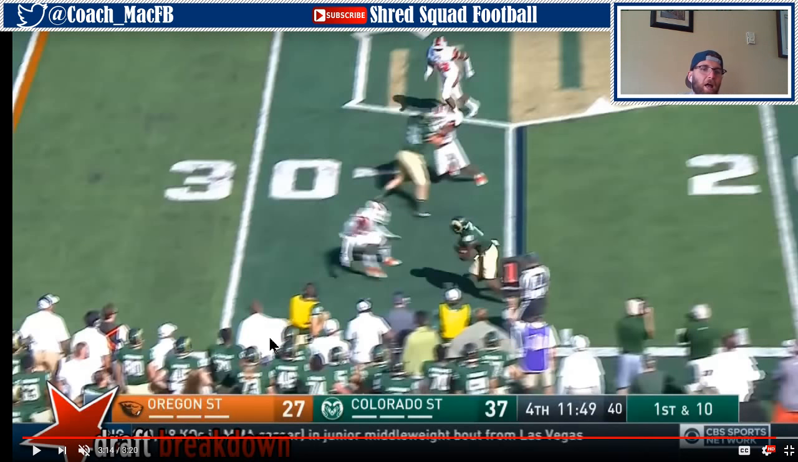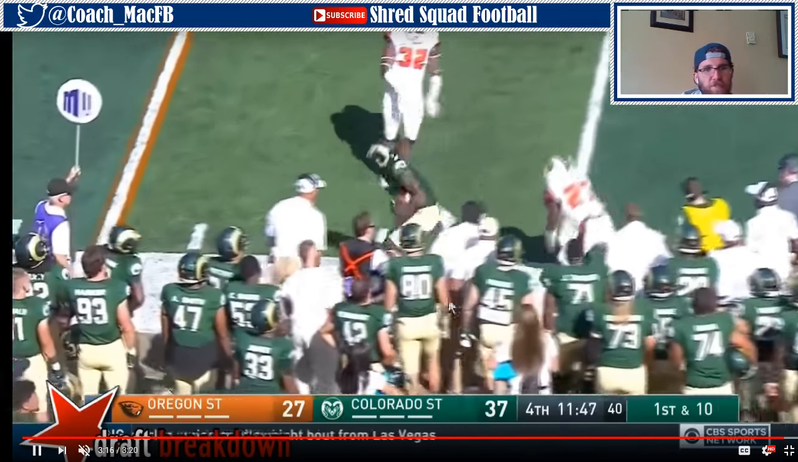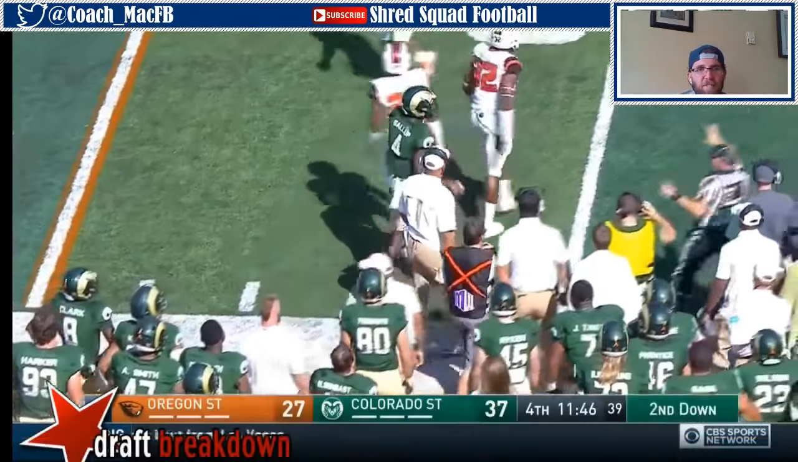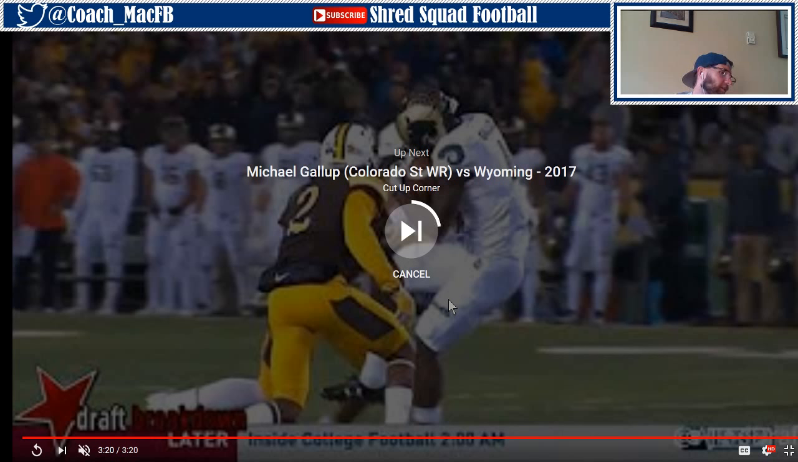Because Gallup knows how to attack the shoulders instead of just trying to run through them or run around him, he attacks the... Yeah, look. So he went from being where this yellow guy is right here to attacking the shoulders, and he got, oh geez, 7 yards out of that when he was supposed to get tackled for 2. You see what I mean? That's why he's in the NFL. He knows how to attack the leverage.